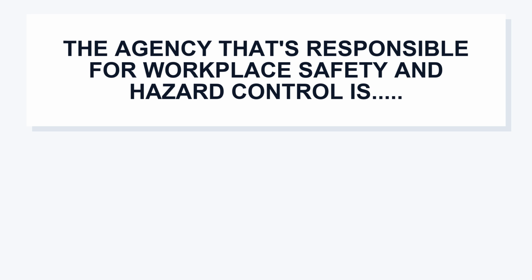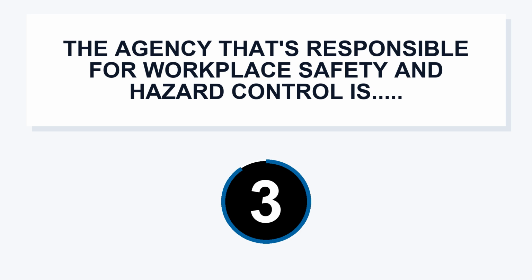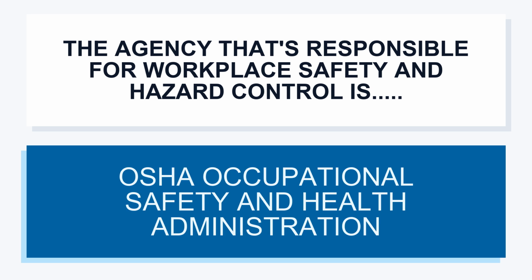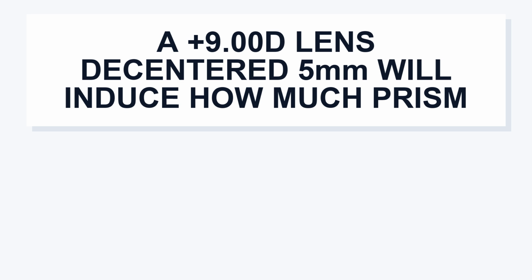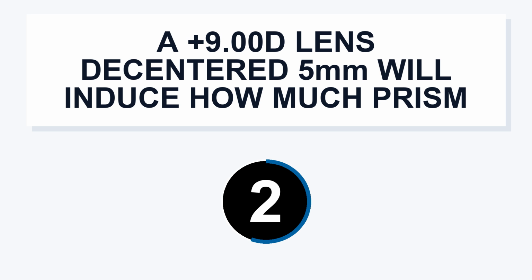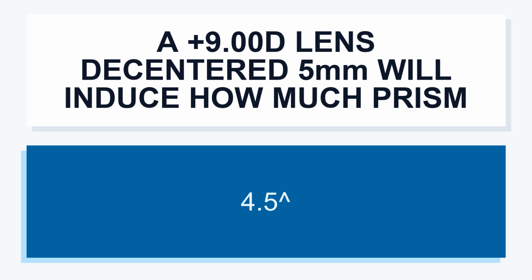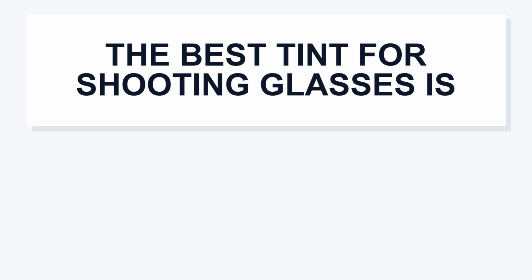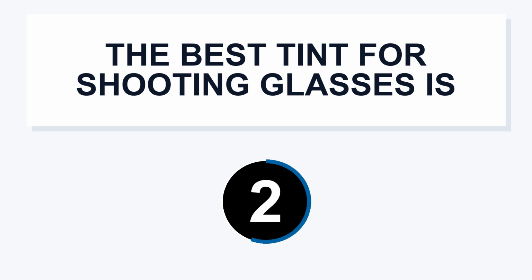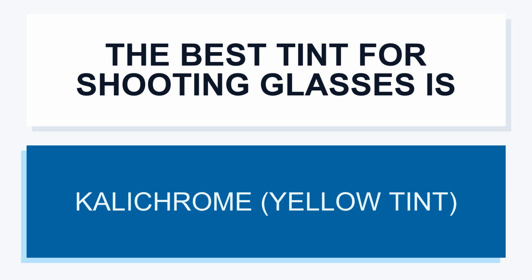The agency that's responsible for workplace safety and hazard control is OSHA, Occupational Safety and Health Administration. A plus 9.00D lens decentered 5 mm will induce how much prism? 4.5 prism diopters. The best tint for shooting glasses is Calichrome, yellow tint.